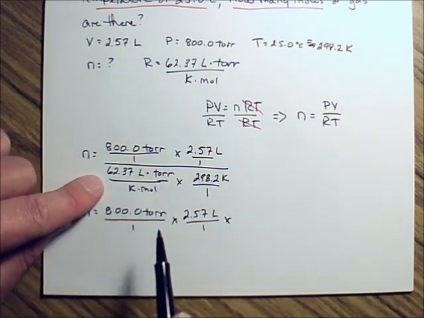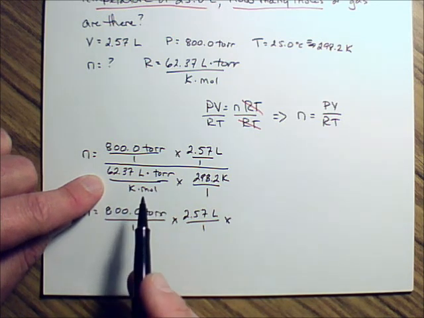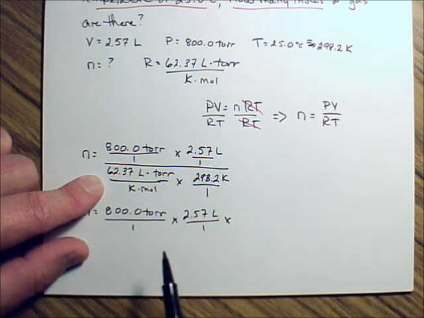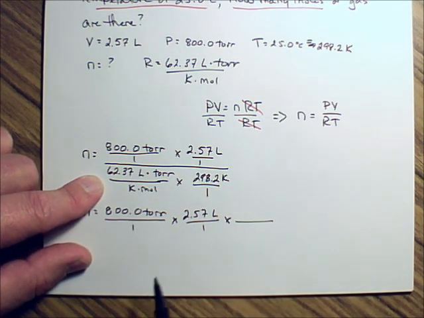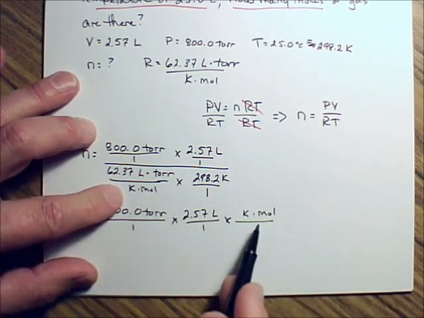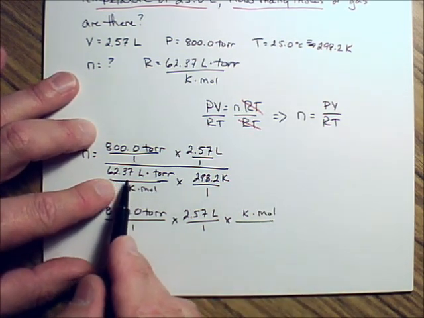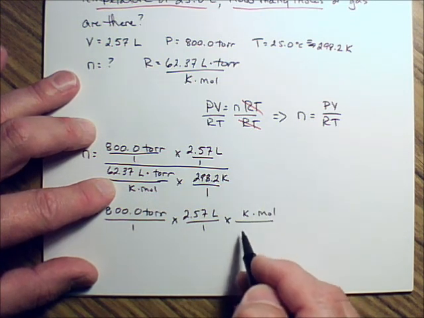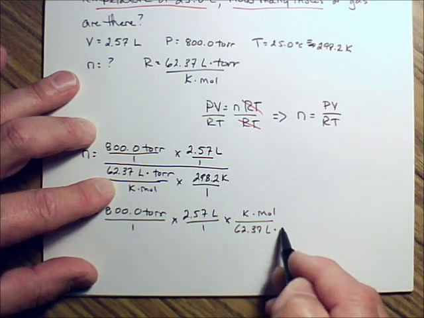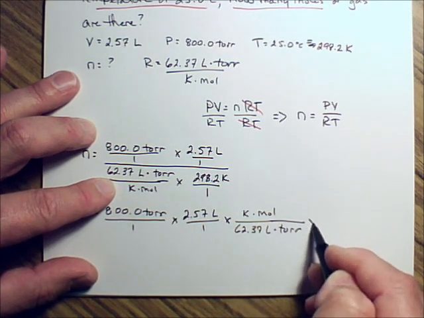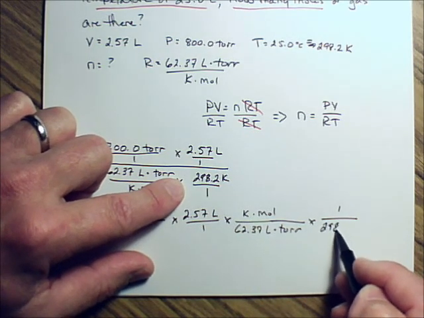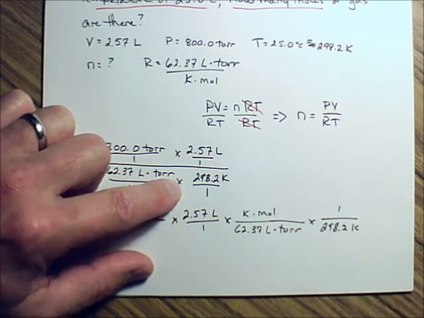You invert what's on the bottom. Numerator, denominator. The denominator gets inverted and multiplied. So we're going to turn it upside down but multiply it. So Kelvin times moles goes on the top. 62.37 liters and torr go on the bottom. And then this also gets inverted, 1 over 298.2 K.